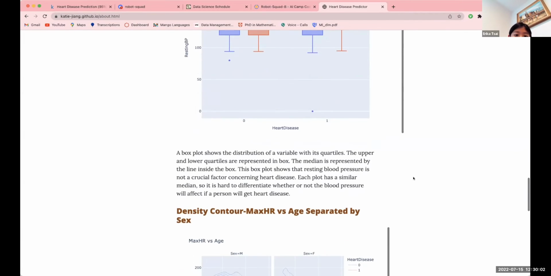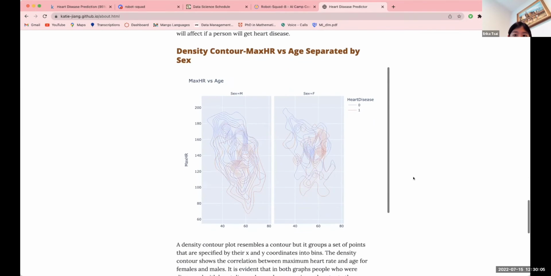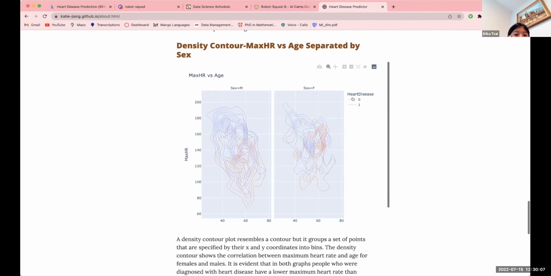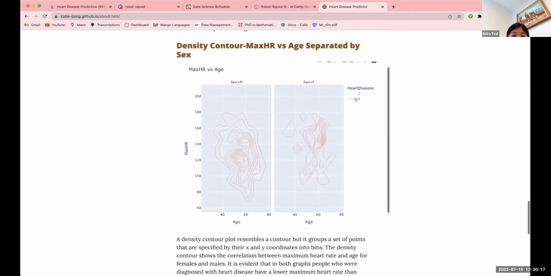Next, we have a density contour divided by sex, and it's comparing maximum heart rate versus age. When heart disease is 1, which means that you have heart disease, you can see that the maximum heart rate is lower than when you don't have heart disease, which is when it is 0. These results confirmed our previous stack bar graph results because we said that when you have a lower maximum heart rate, you have a greater chance of getting heart disease.